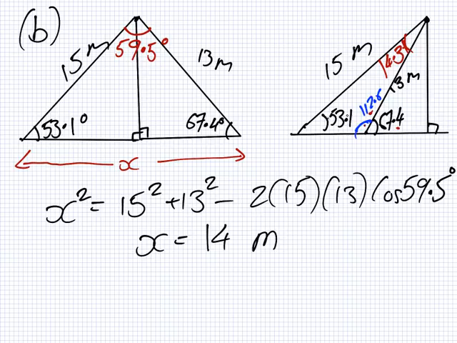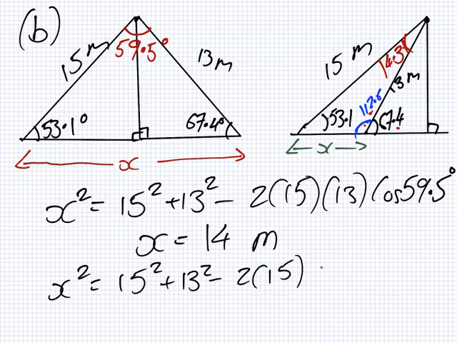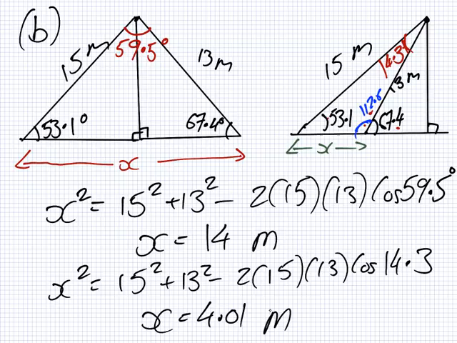Got it. Right, so we'll call this distance now x. And again we use the cosine rule. x squared equals 15 squared plus 13 squared minus twice 15, 13 cos 14.3. So you realize what's the only thing that's different? It's only the cos, isn't it? So if I just go back on my calculator and change the angle, I get x is 4.01 meters.